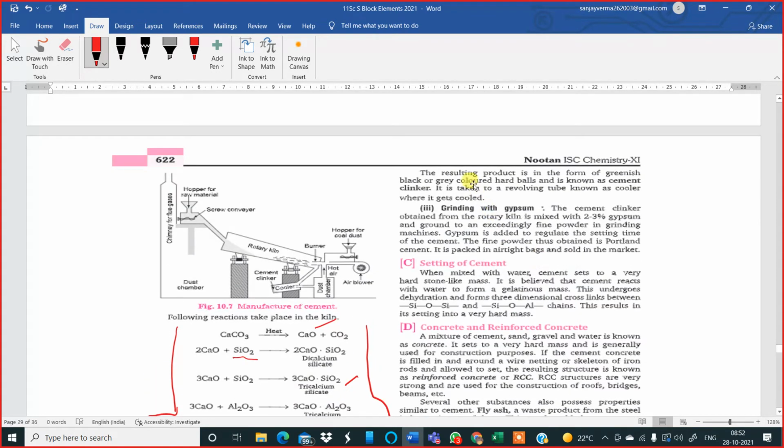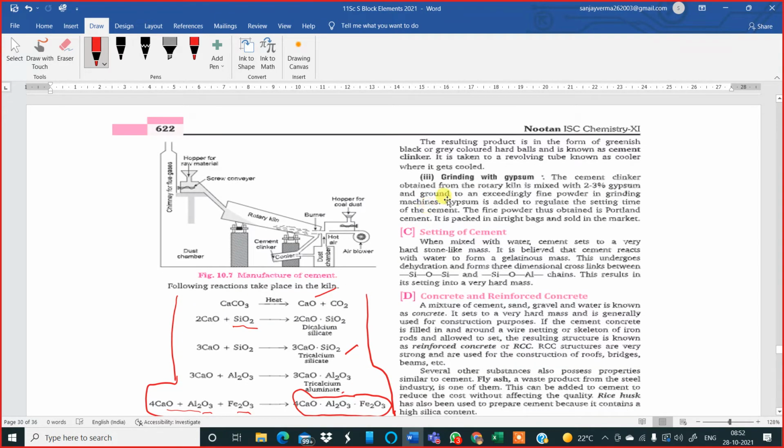Okay, now the resulting product is in the form of greenish black or grayish colored hard balls and is known as cement clinker, containing some impurities. It is taken to a revolving tube known as cooler where it gets cooled. After that, it has to be grinded properly. Grinding with gypsum. The cement clinker obtained from the rotary kiln is mixed with 2 to 3% of gypsum and ground to an exceedingly fine powder in grinding machines. Gypsum is added to regulate the setting time of the cement.